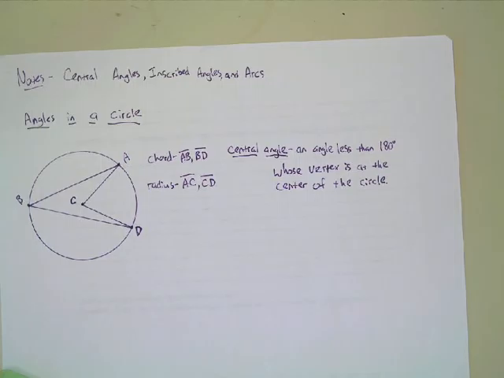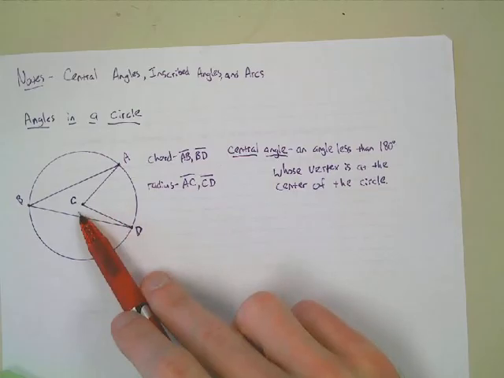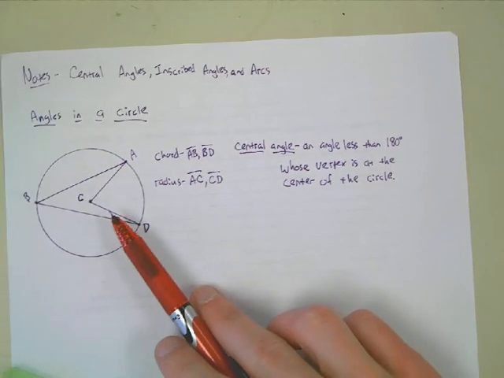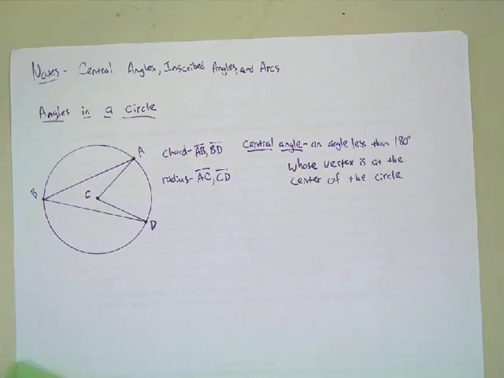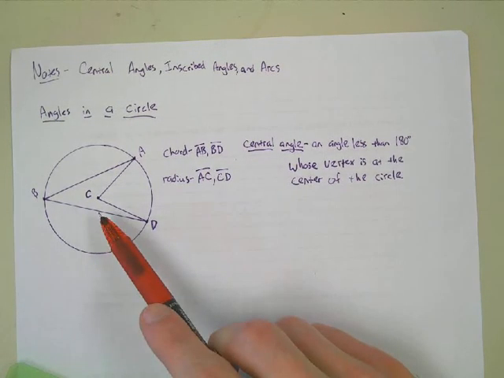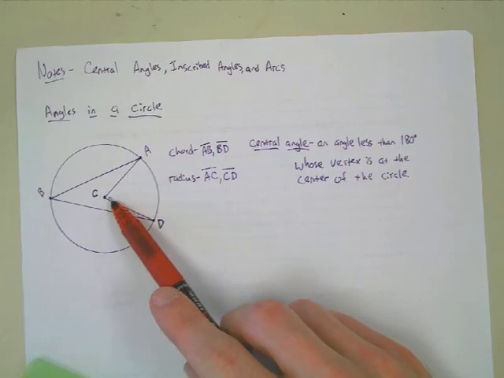All right, so that's angle ACD, right there, ACD. You can kind of see it. Scoot over there. There you go. ACD. Central angle, because the vertex of the angle is the center of the circle. Okay, the vertex, the point of the angle is at the center of the circle, and so ACD.